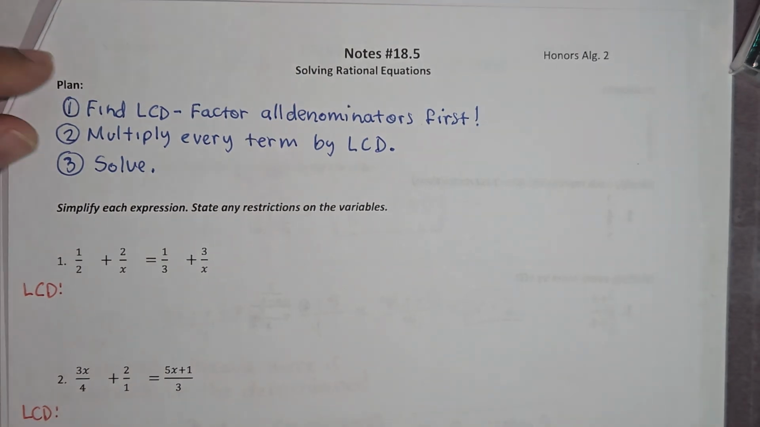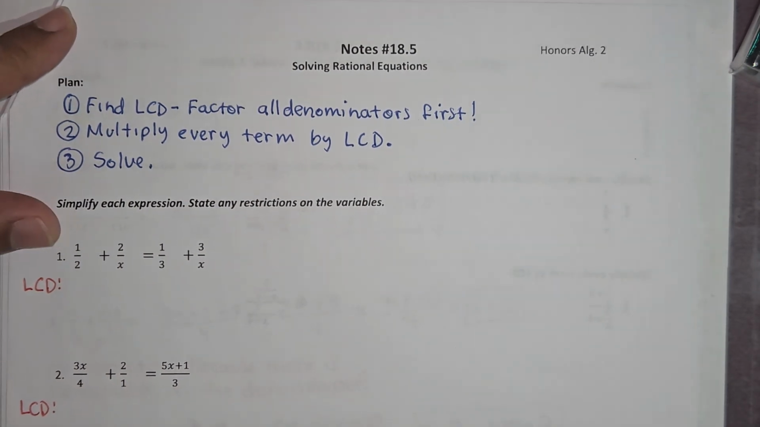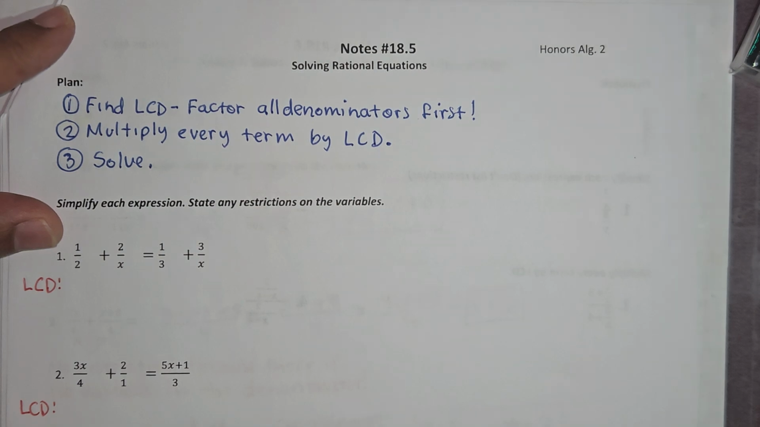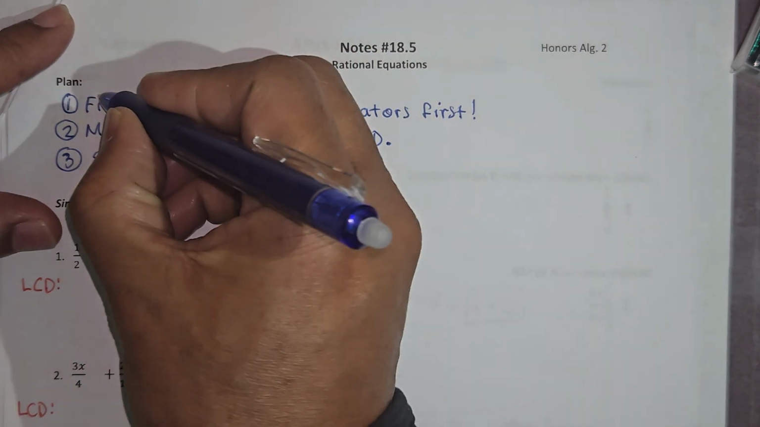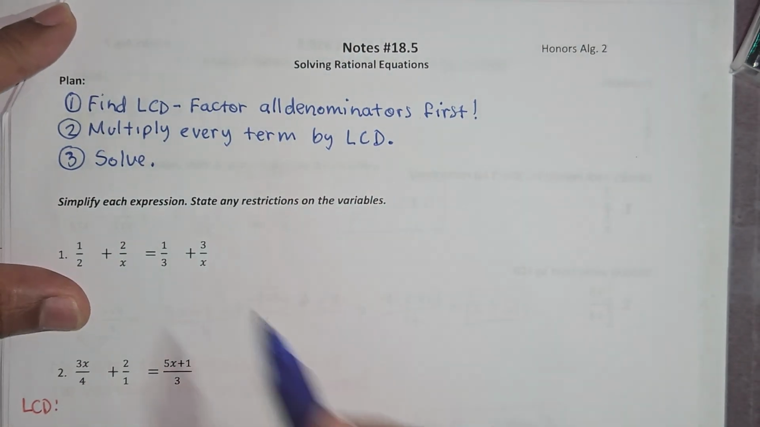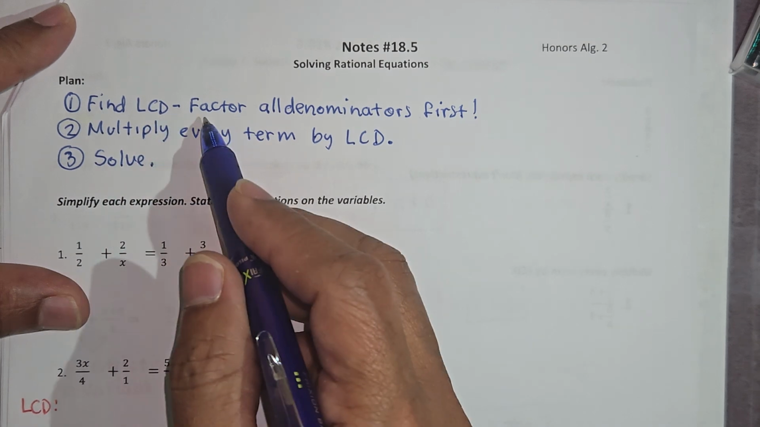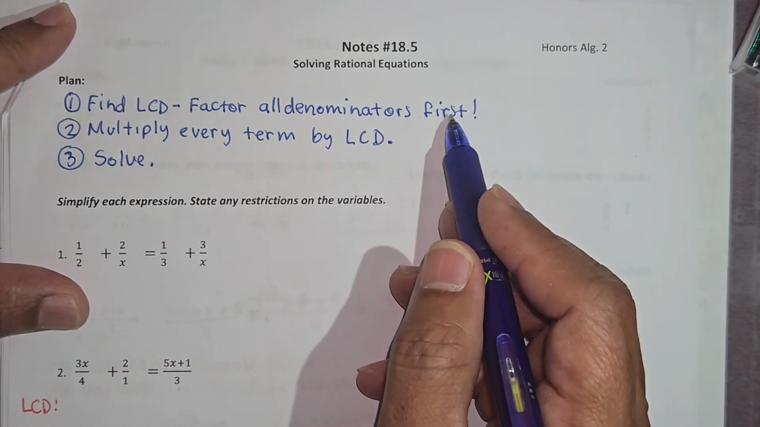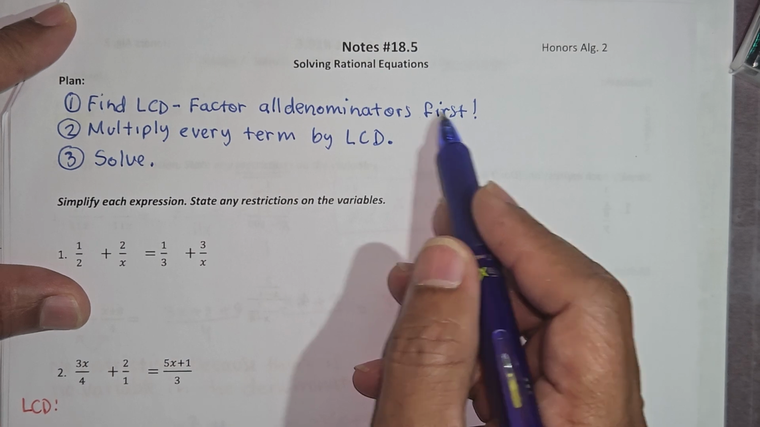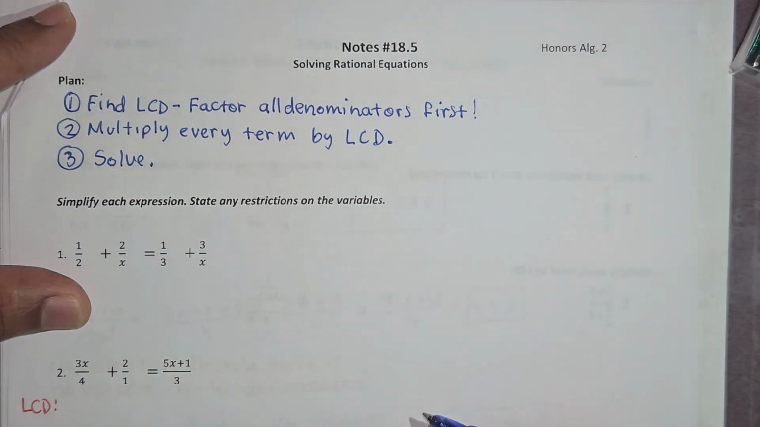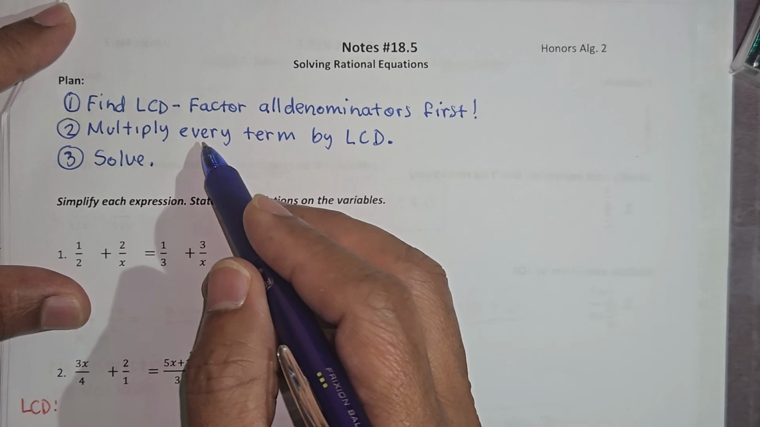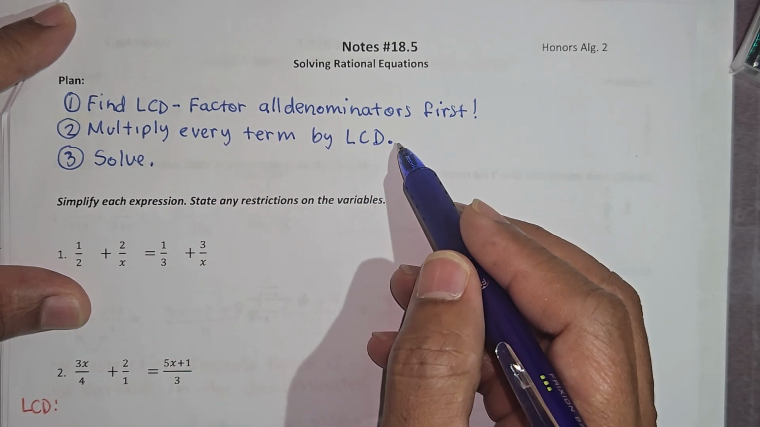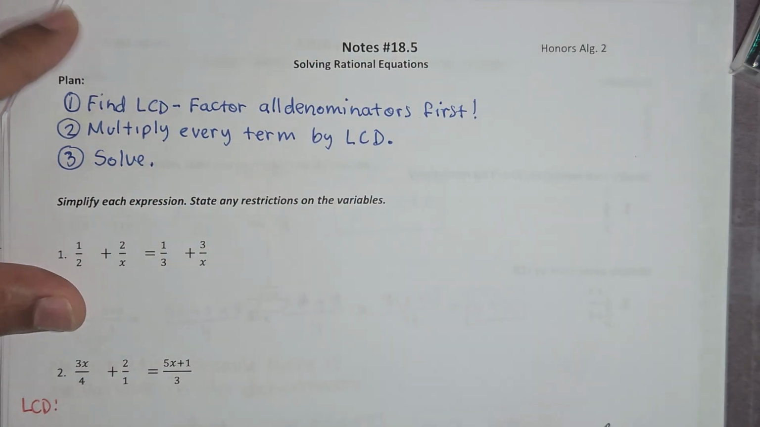Hey everyone, in this lesson you will be learning how to solve rational equations. The steps we're going to follow: step one, find the LCD, and make sure you factor all denominators first. Once you factor all the denominators, you should be able to determine the LCD. Step two, multiply every term by the LCD. And step three, solve.